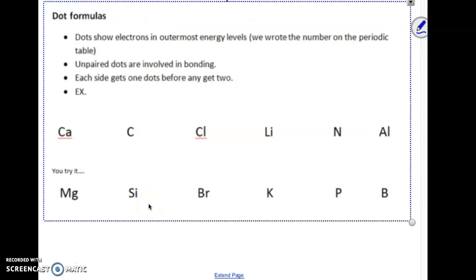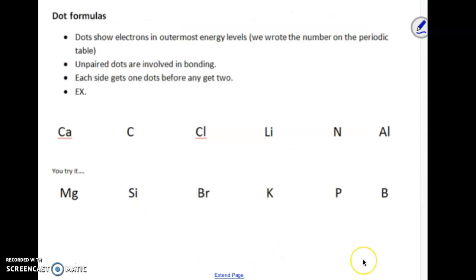And then we will move on to some dot formulas. So again, this is more just kind of helping you out with bonding in general, okay? But dots show electrons in the outermost energy levels, aka it shows those valence electrons. And valence electrons want to be paired up. They want to have 4 groups of 2, so they want to have octets, right? So how we do this, and this will make more sense later, there's a reason why we do this, but it's just helping you to understand valence electrons.